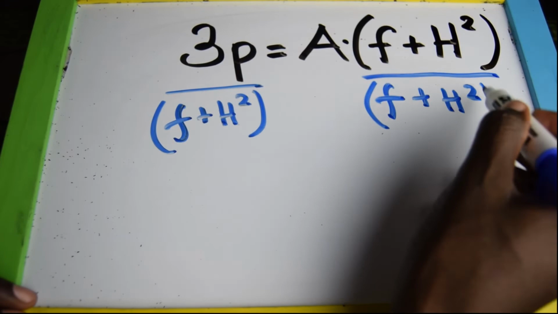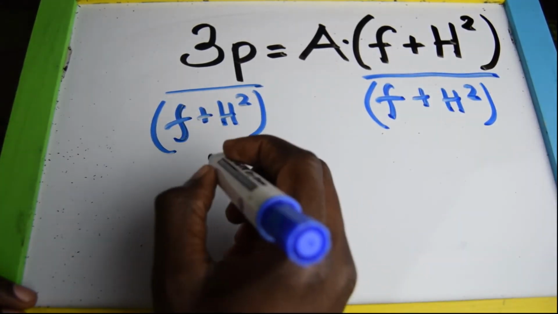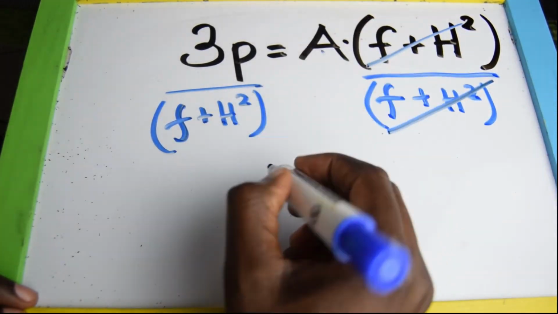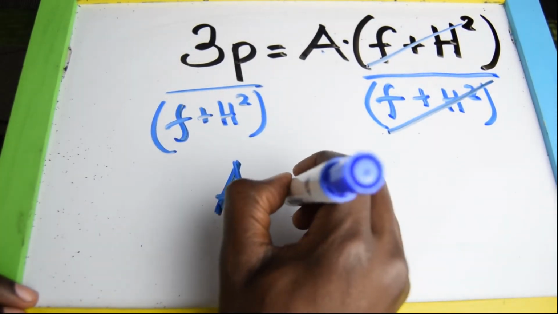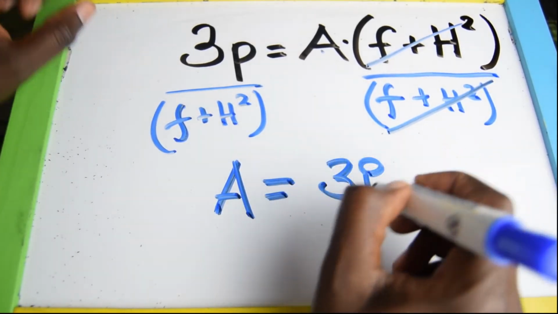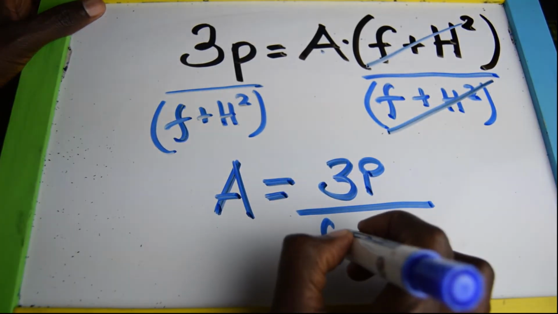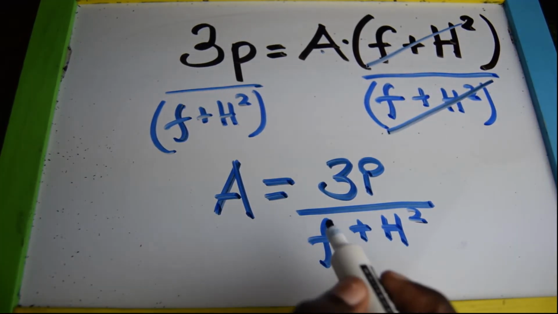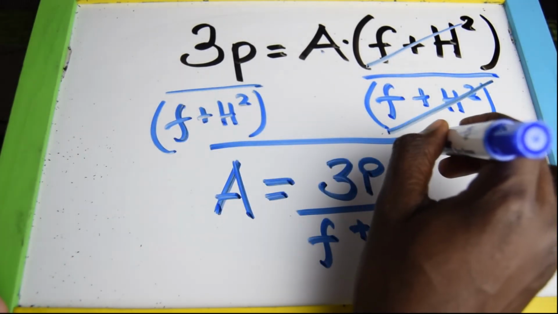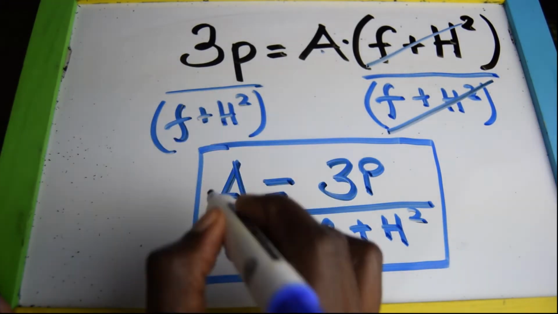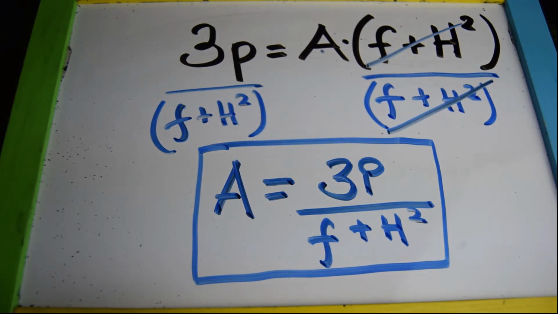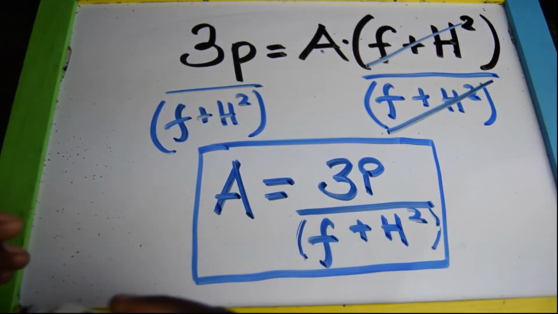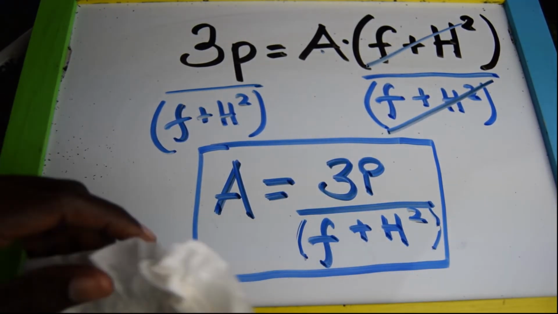Don't get intimidated by the many variables. So that A, this cancels that. So you have A by itself there equal to 3P all divided by F plus H power 2. And that is your answer. Some people like putting the parentheses like that. Doesn't matter. Both of them would be correct.